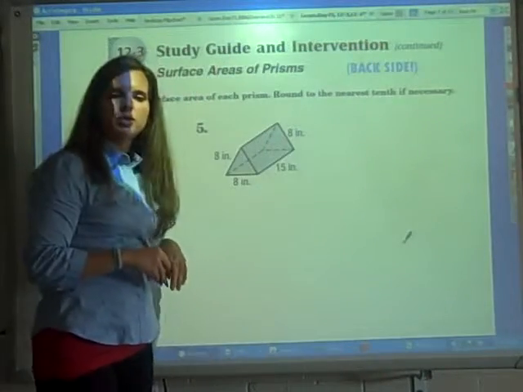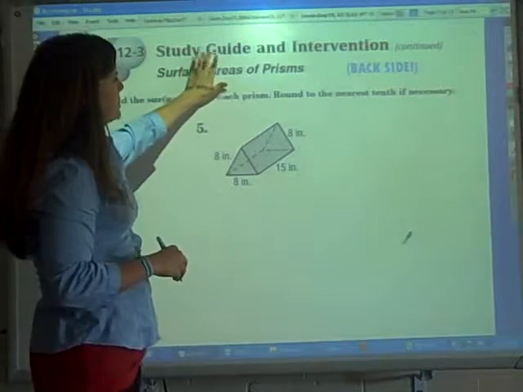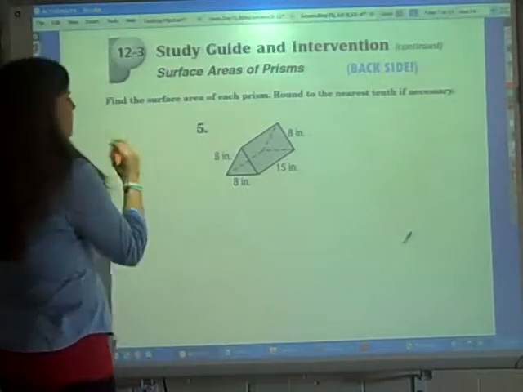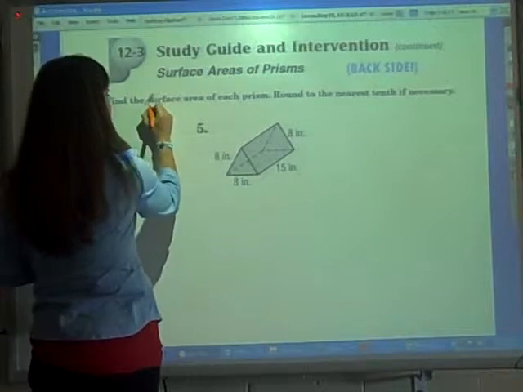The second part to 12.3. We are still talking about prisms here. Flip over to your SGI book on the back side. If you will notice, your directions on the back side are a little bit different.